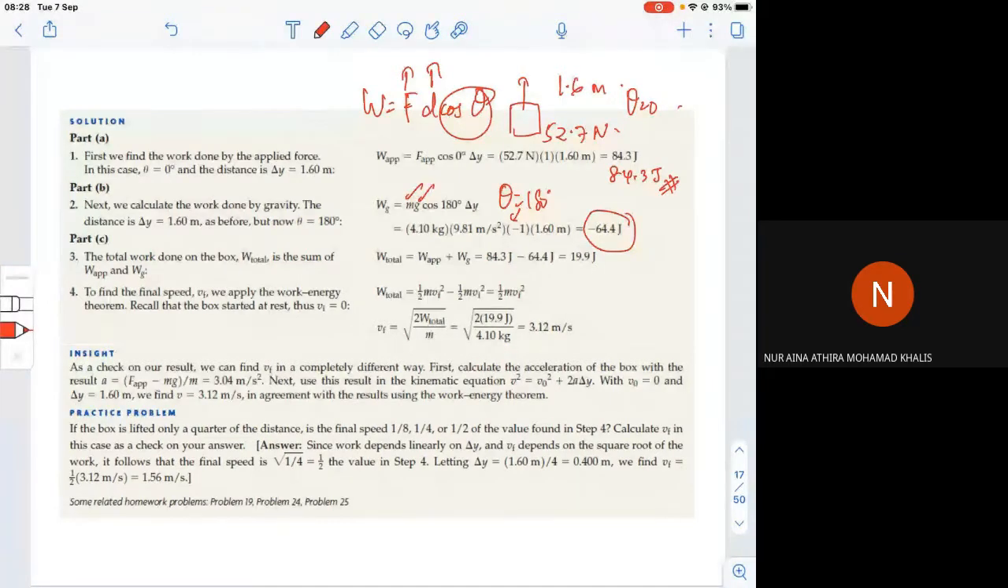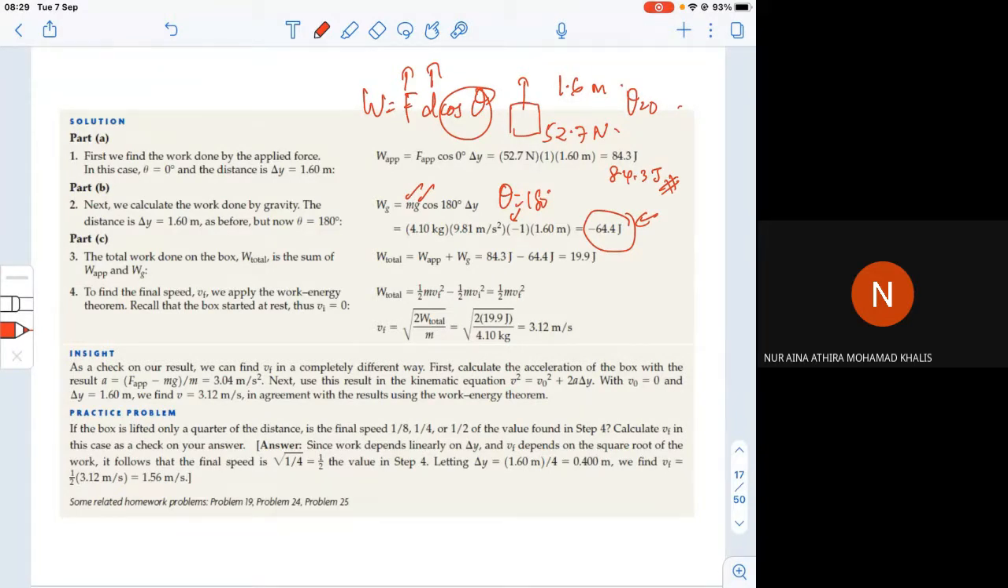Look at how they calculate, look at how they represent. But right now it is slightly different from g, because m is 4.1 kilogram while g is 9.8 meter per second squared. And of course you will get a different value here. Please calculate, and we will get the value.